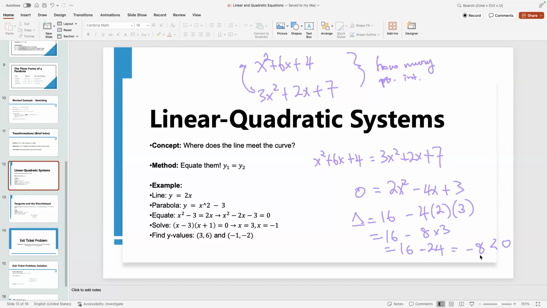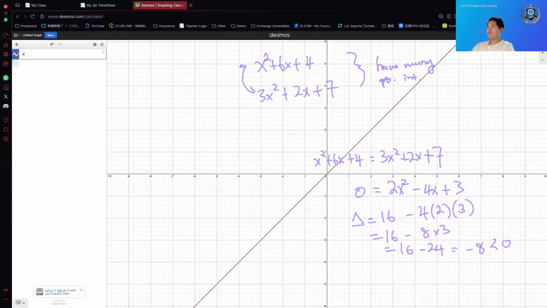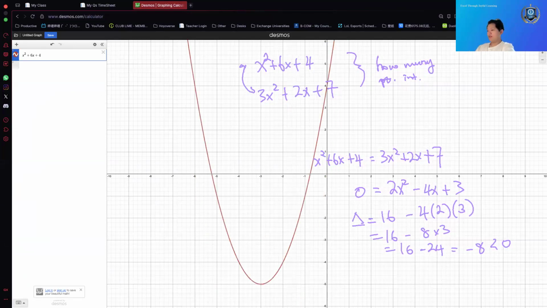There's no solutions, which means that the two graphs do not have a point of intersection. And now let's see it in action. Just refresh this. And my first graph, x squared plus 6x plus 4, looks like this. And I have my second graph, 3x squared plus 2x plus 7.